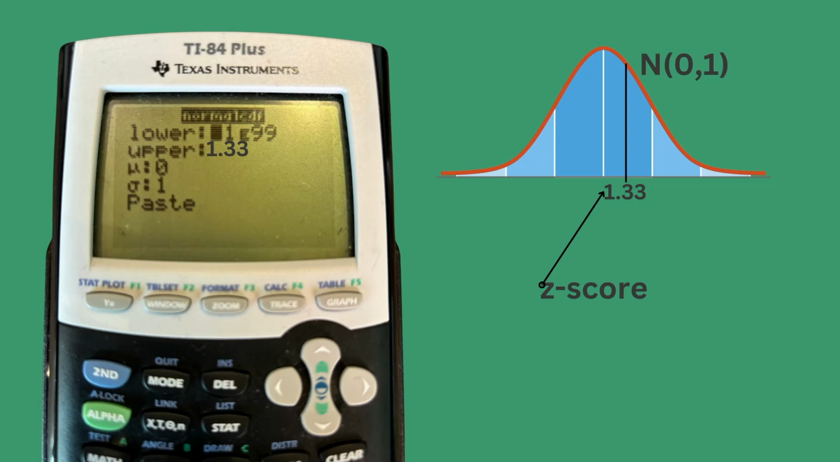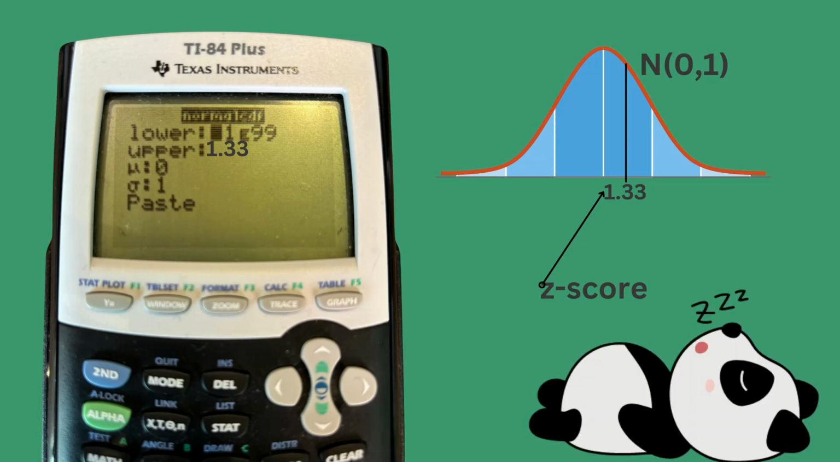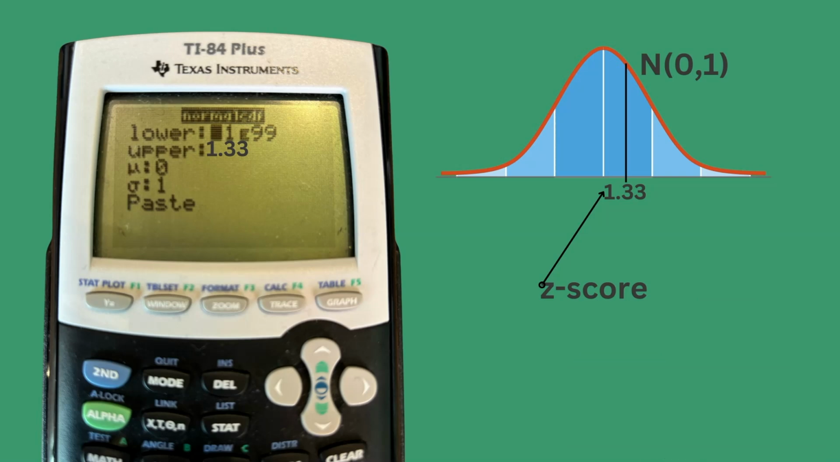When we were in our normal distribution video, we had data on the amount of time that pandas sleep on average per day in zoos. And the mean in that was 12, and we had a standard deviation of 1.5. We had a panda that was sleeping 14 hours, and we got a z-score of 1.33. So that would be what you would put into a standardized normal.